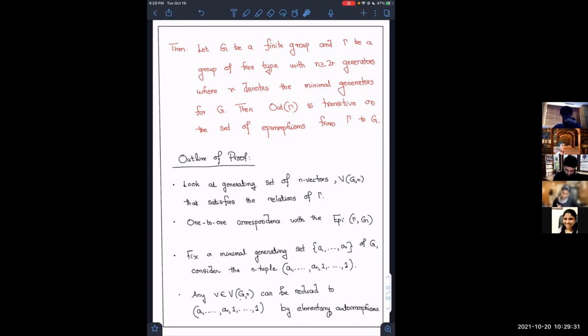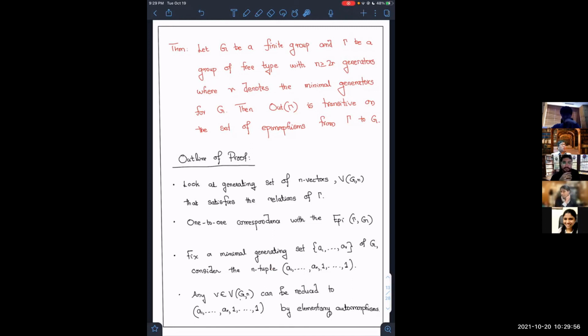And then using these elementary transformations, automorphisms that we defined earlier, we can reduce any other generating vector in VGN to this singular element, which shows that it is transitive. So no matter where you start in this set of generating vectors, you can always get back to this one point. So it is transitive on that set.